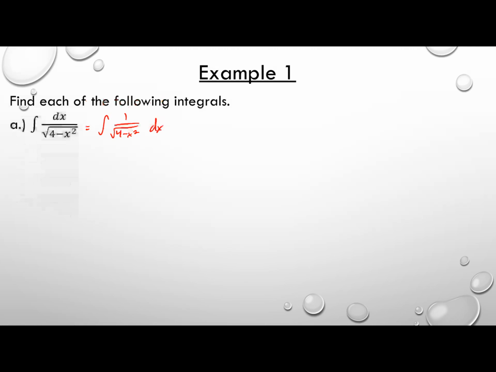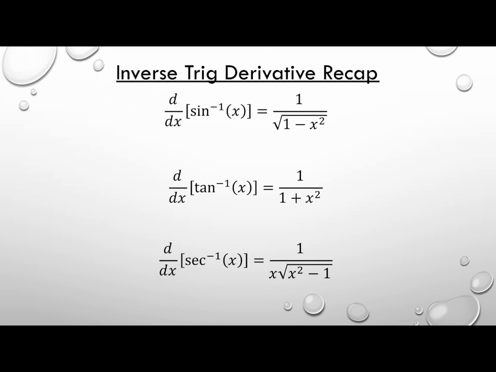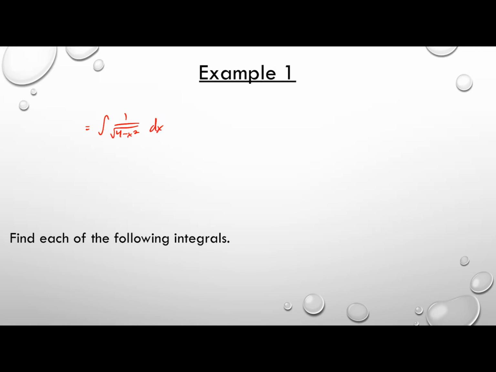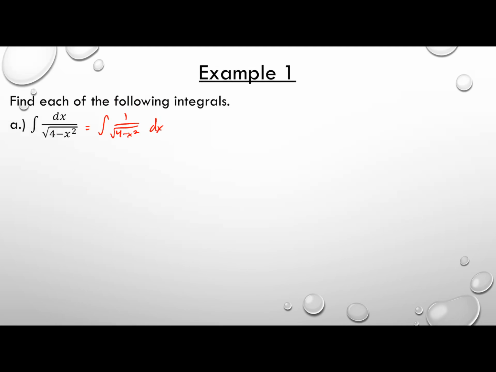Now, how do we have to do this? Once again, the derivative of inverse sine is 1 over the square root of 1 minus x squared. So we have this 4 here. What are we going to do? We want to turn this 4 into a 1. That's going to be your main focus. You want to turn this 4 into a 1.